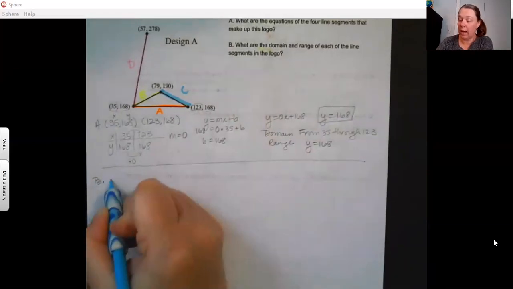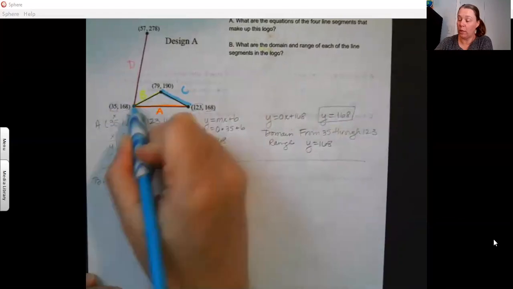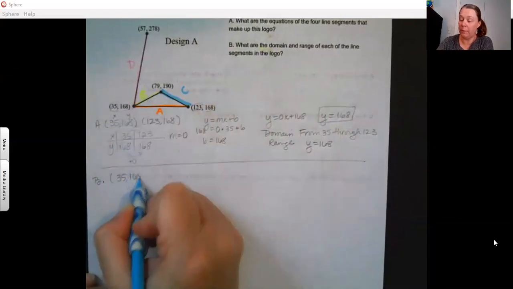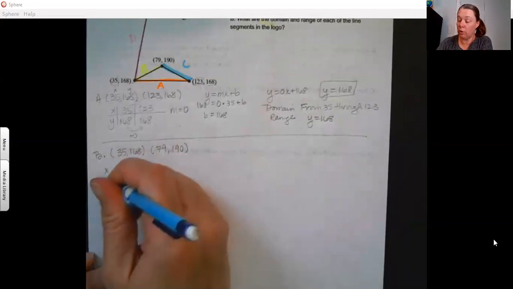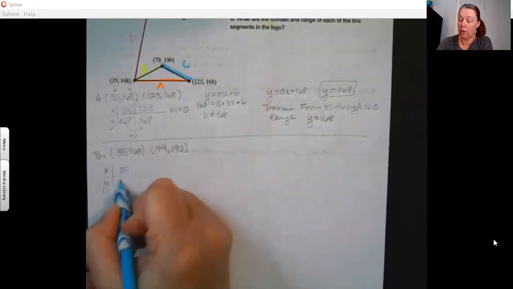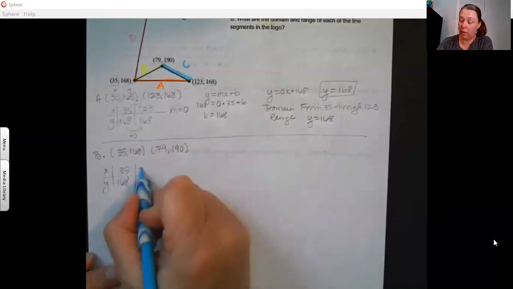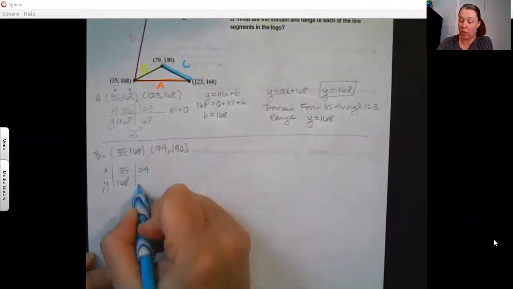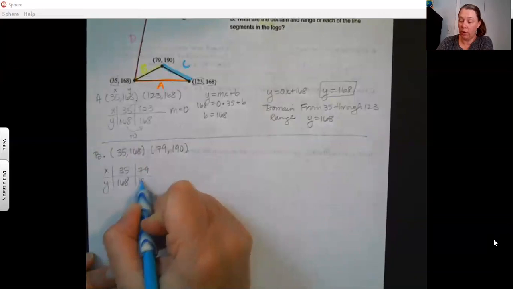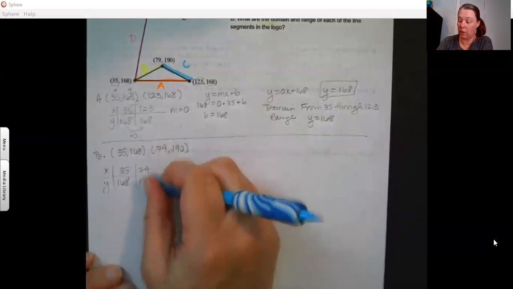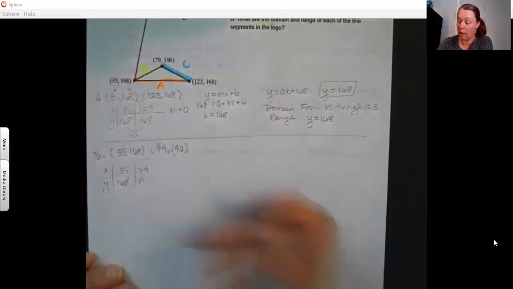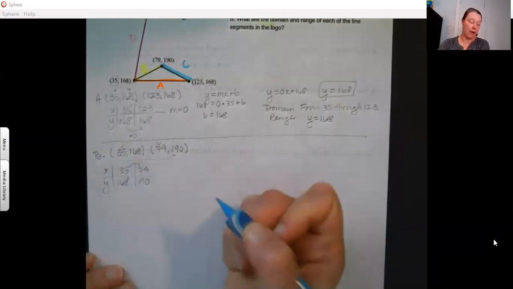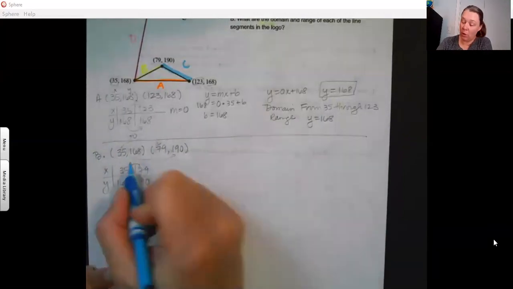Okay, so now let's look at line B. So these are my 2 points, my 2 endpoints for line B, or segment B, really. And we're going to go through and we're going to do the same thing. If it's helpful to you to make a table so that you can think about how the x is changing, how the y is changing, your delta y over delta x, then do that. If you're like, I don't need to do that, I can look at my points and you could say, okay, how much does it change from here to here? And how much does it change from here to here? Do that also. Okay, so from 35 to 79, it's going up by 44.